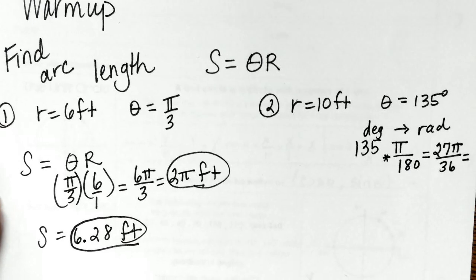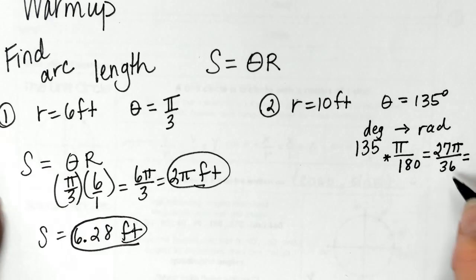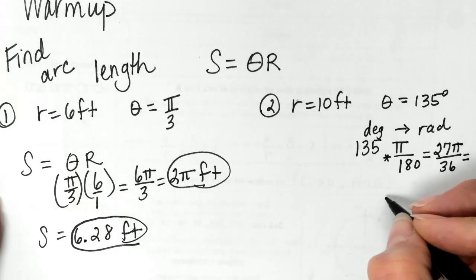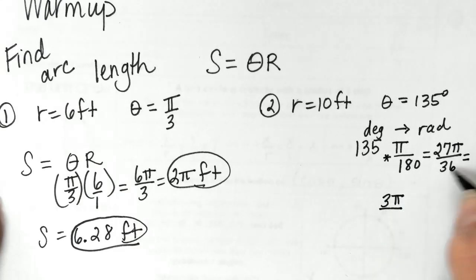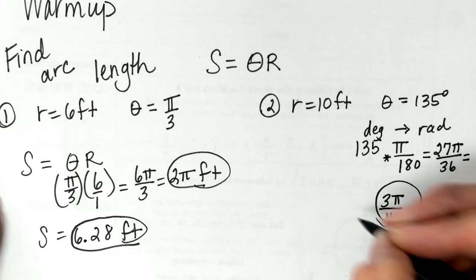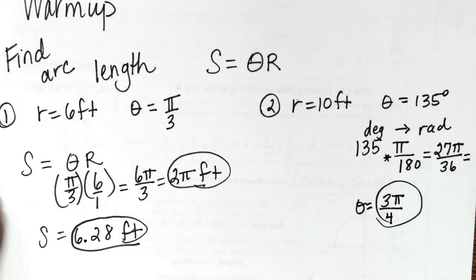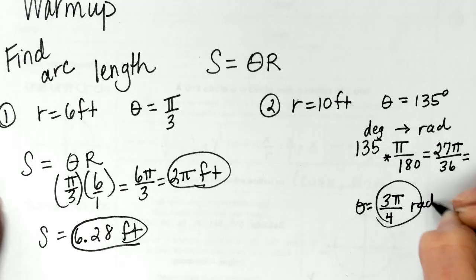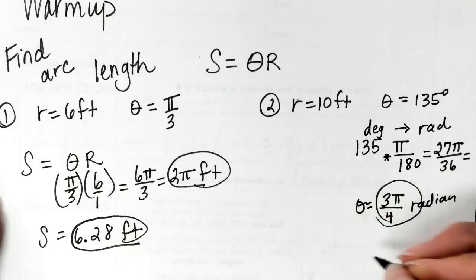And then you can continue to reduce. 9 goes into 27 3 times, so it's 3 pi. And 9 goes into 36 4 times. So it's 3 pi over 4 for the radian. Now that we know the angle as a radian, we can plug it in.